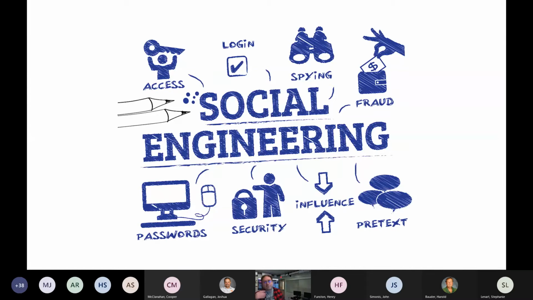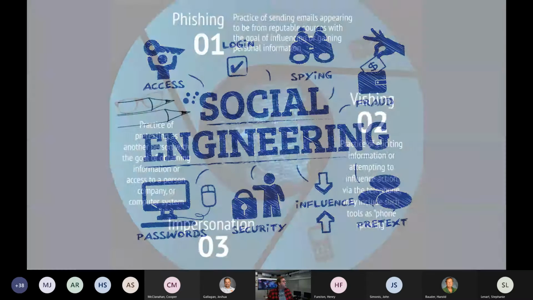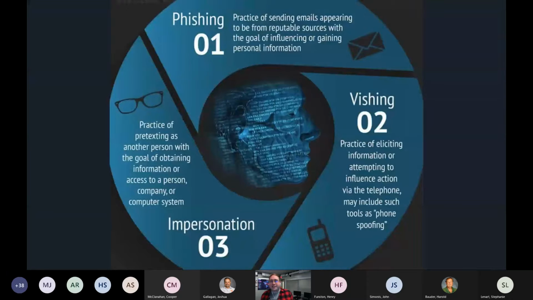Social engineering. This is a big one in cybersecurity. So a couple things. There are 3 big facets of social engineering. Those are phishing, right? We get an email, somebody sends us a scam email, that kind of thing.